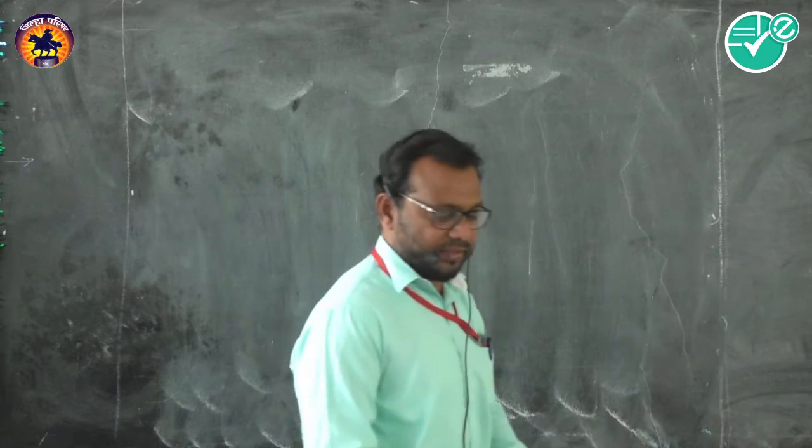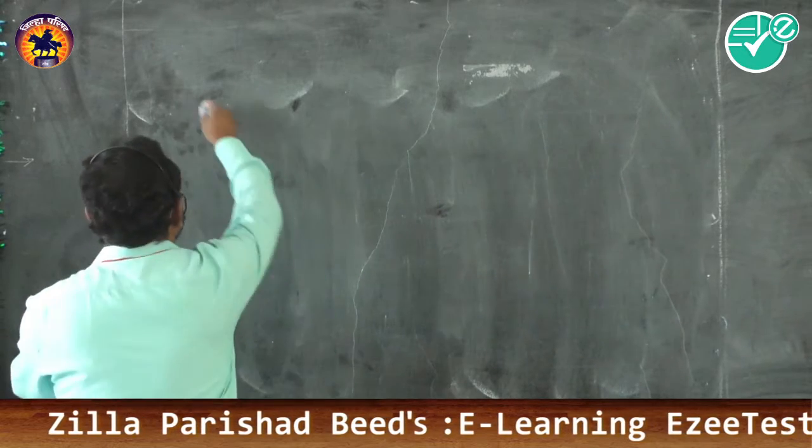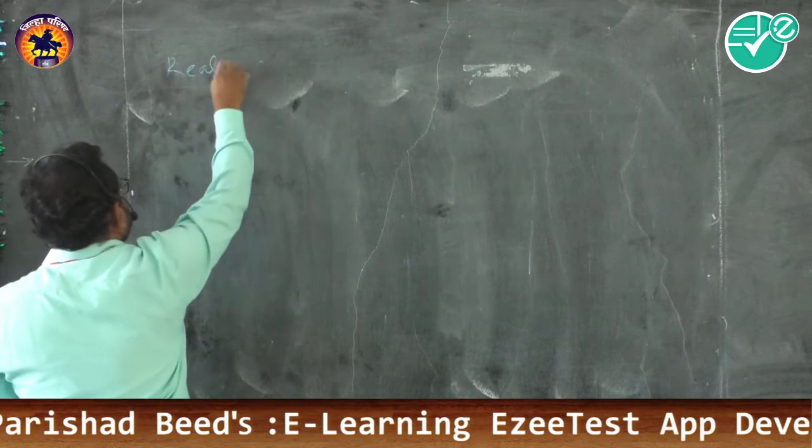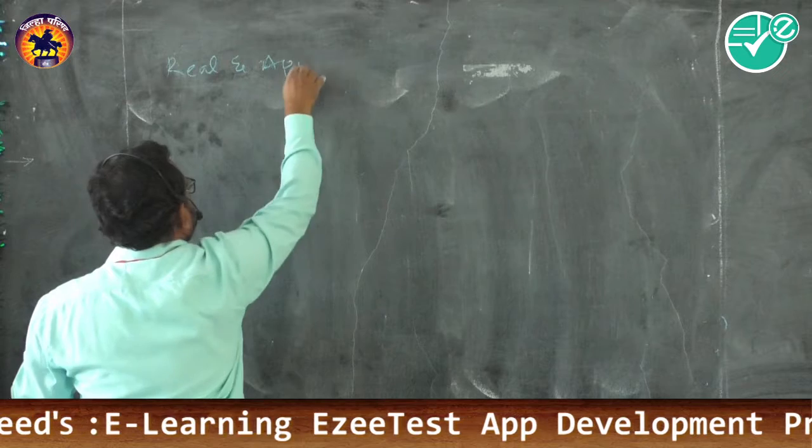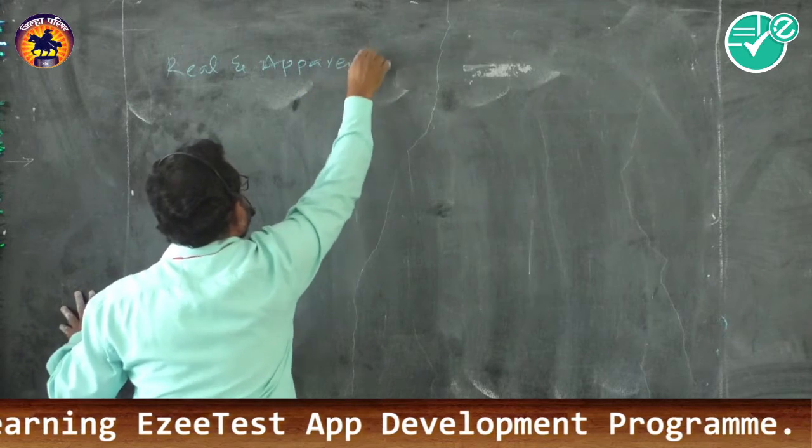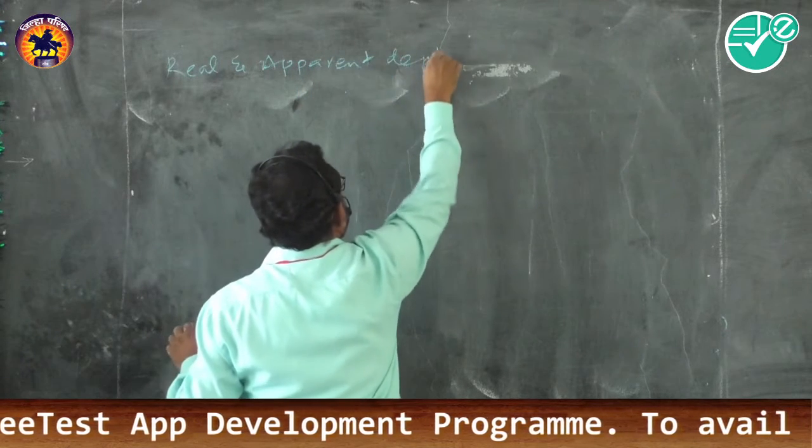Okay, we will teach the next article, that is real and apparent depth. Real and apparent depth.